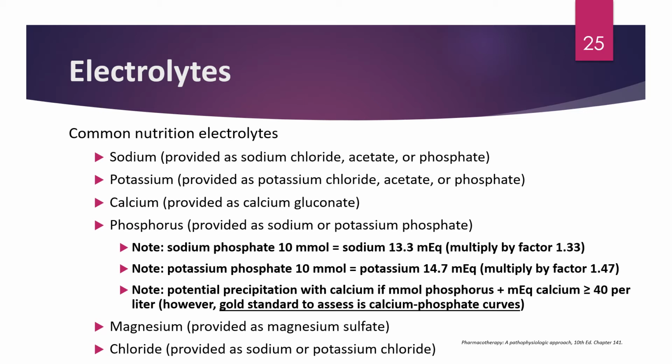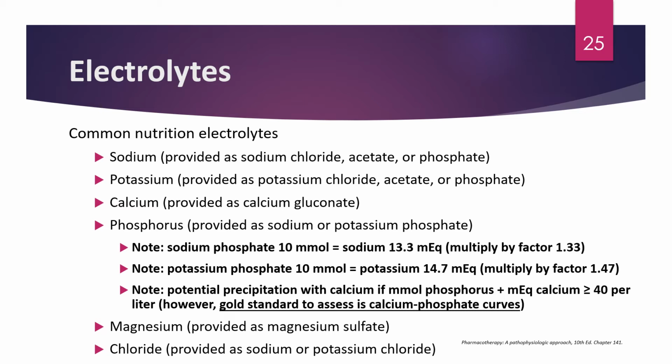For potassium, the factor is 1.47. That means that there are 1.47 milliequivalents of potassium for every 1 millimole of potassium phosphate. So 10 times 1.47 is 14.7. Another big thing associated with phosphorus and calcium specifically is that calcium and phosphorus can precipitate in a PN bag if given in high amounts or if certain other factors in a PN bag are met.